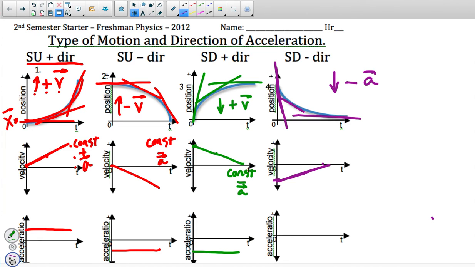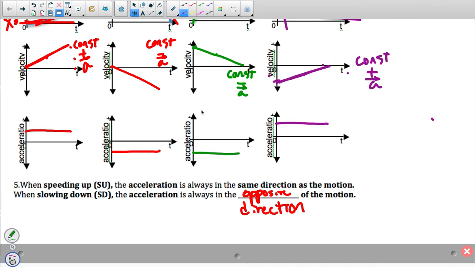If we do our ABCs for this, the slope is constant. It is tilted up, so it's positive, and the slope of any velocity versus time graph is the rate of acceleration. So we have a constant positive acceleration. As we move down lower on this same sheet, it says when speeding up, the acceleration is always in the same direction as the motion, but when things are slowing down, the acceleration vectors are in the opposite direction of the motion.